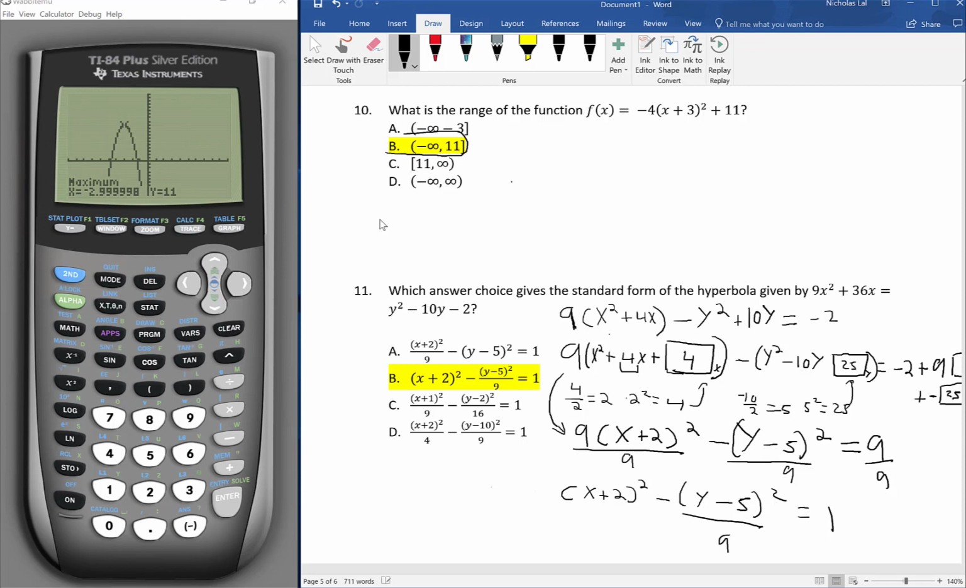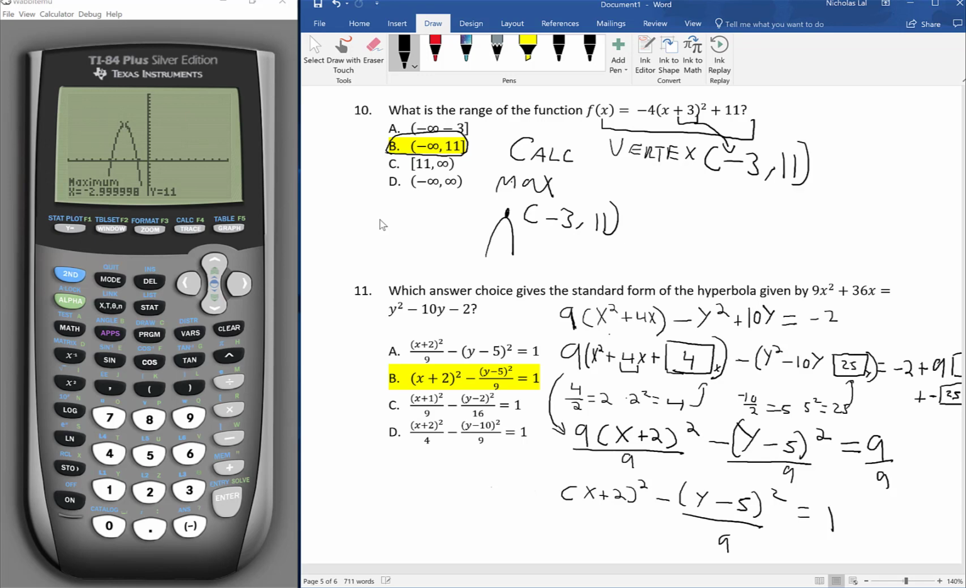So showing the work, calc, maximum, all right, and we see that for the parabola we have a vertex at -3, 11. You can also just analyze this function if you're comfortable with this and say this is a parabola, and we say that the vertex is at -3, switch the sign, +11.